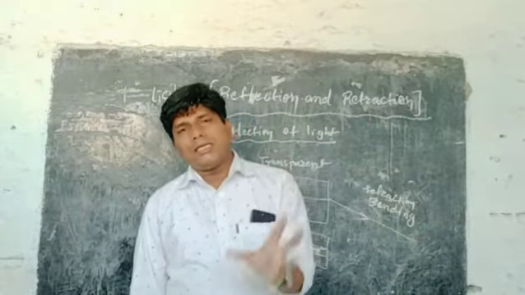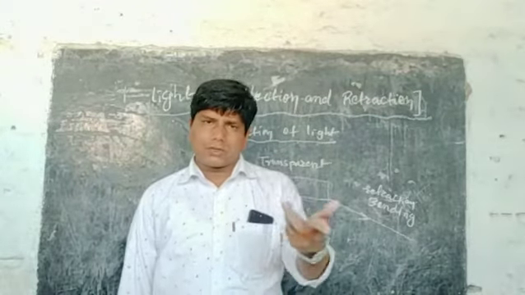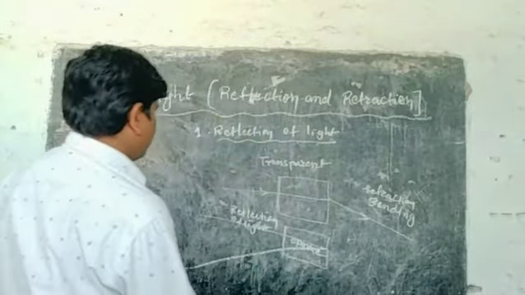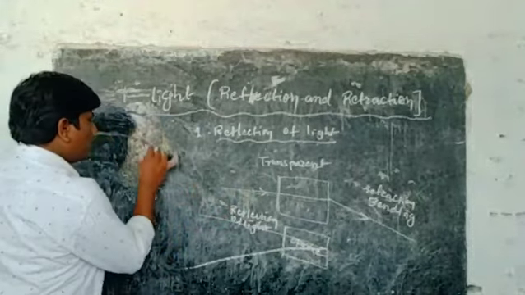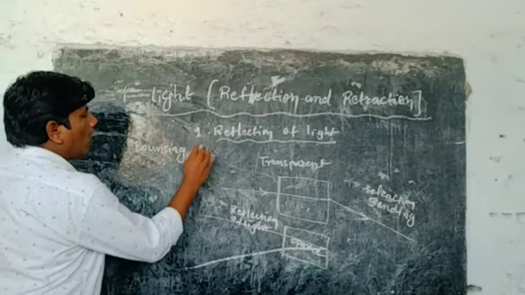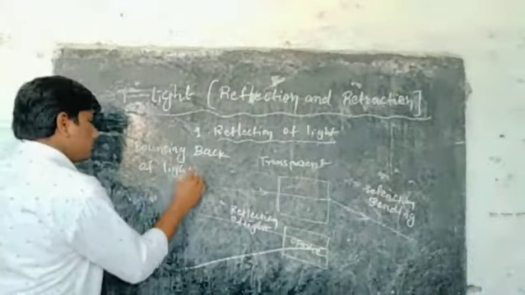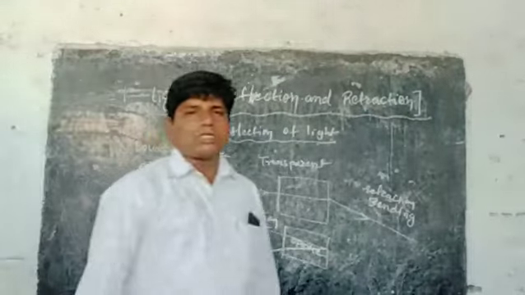Bouncing back of light into the same medium from where the light was incident is called reflection of light. Okay, bouncing back of light is called reflection of light.